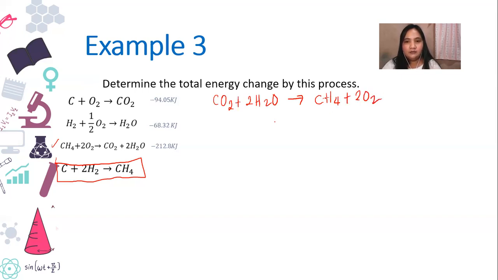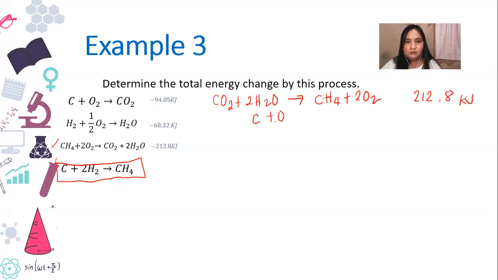We need proper placement of CH4. CH4 is unique. That's why we started with the one with CH4. So the heat becomes positive. That's 212.8 kJ. Okay, what's next? We also need a C. So let's carry over this. We don't need to switch. Just copy it as it is.